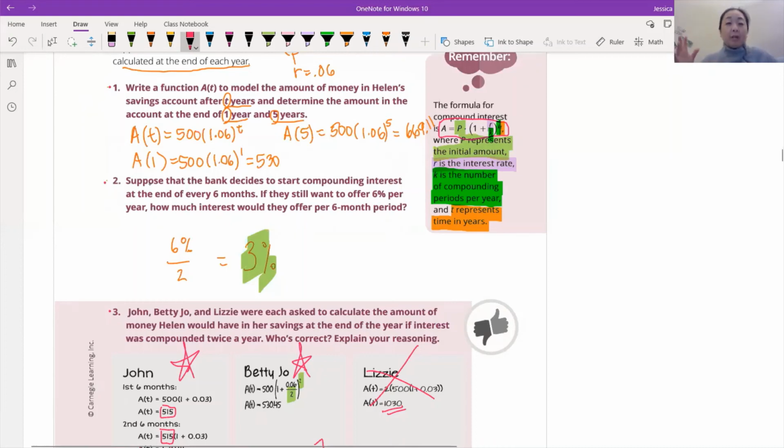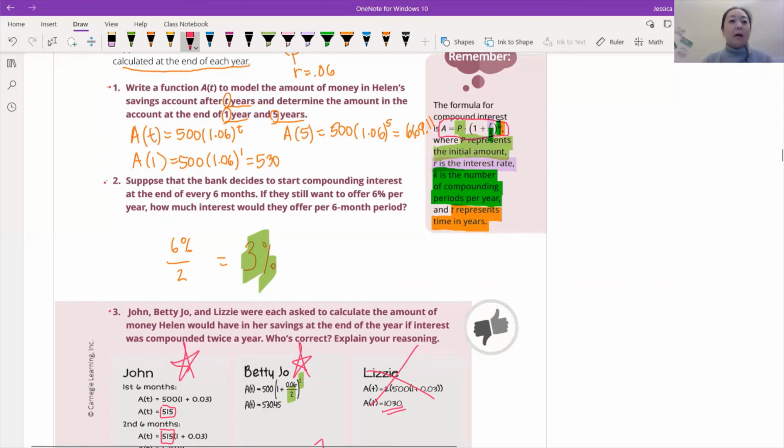They're still going to offer the 6% per year. They only want to give 6% per year. So if they want to narrow that down to 6 months and 6 months, how much percent would that be in one 6-month time period? We take the 6% divided by 2, and you get 3%. So you get 3% the first 6 months, and then the next 3% the next 6 months.